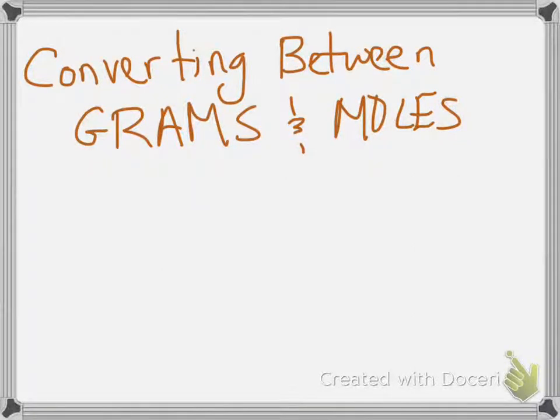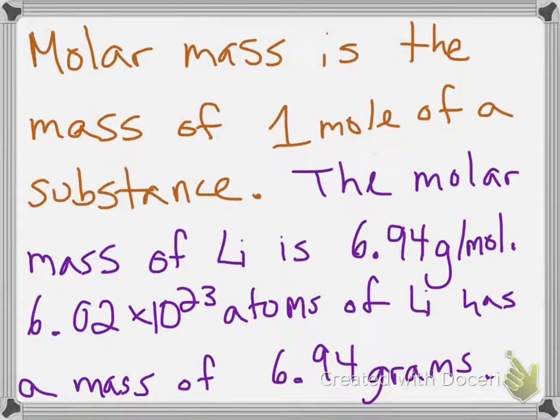In this video, I'm going to show you how to convert between grams and moles. Molar mass is the mass of 1 mole of a substance. So the molar mass of lithium is 6.94 grams per mole. So that's the number of grams, 6.94 grams in 1 mole.